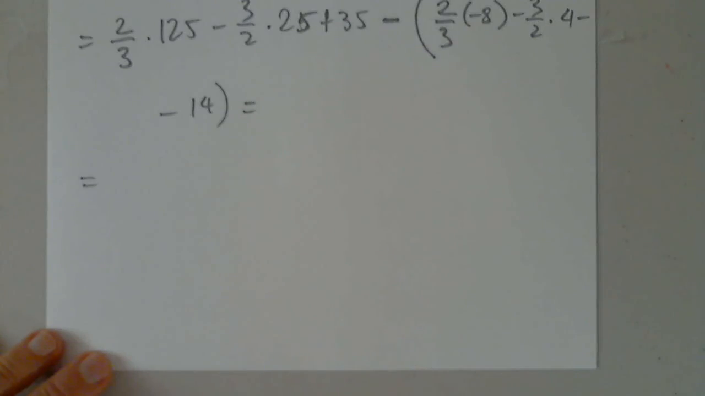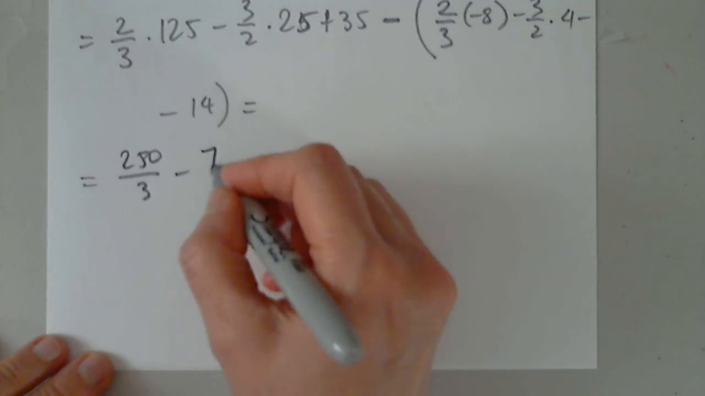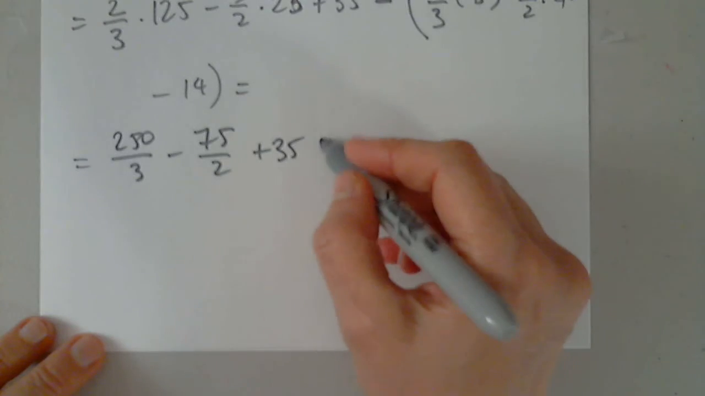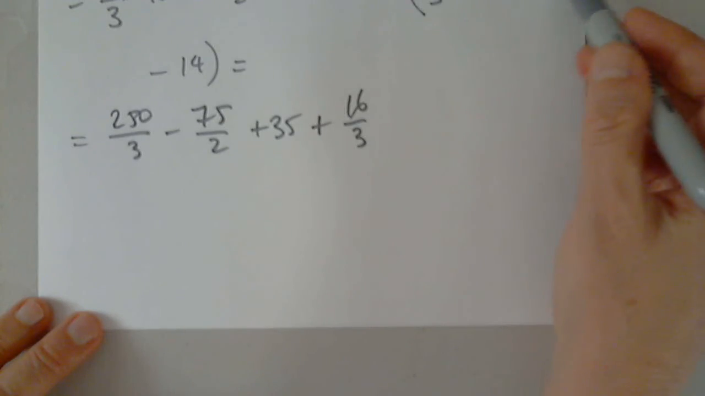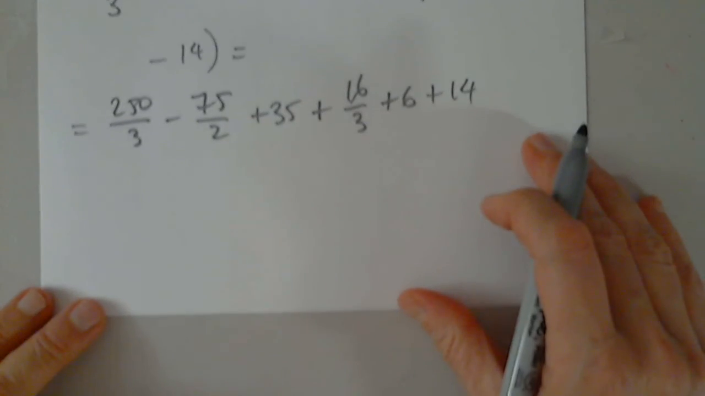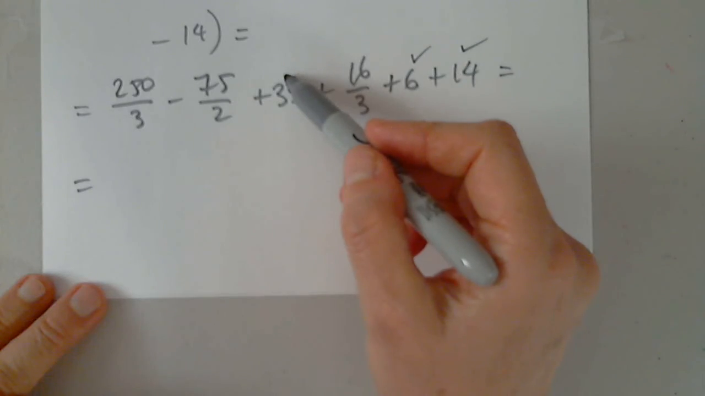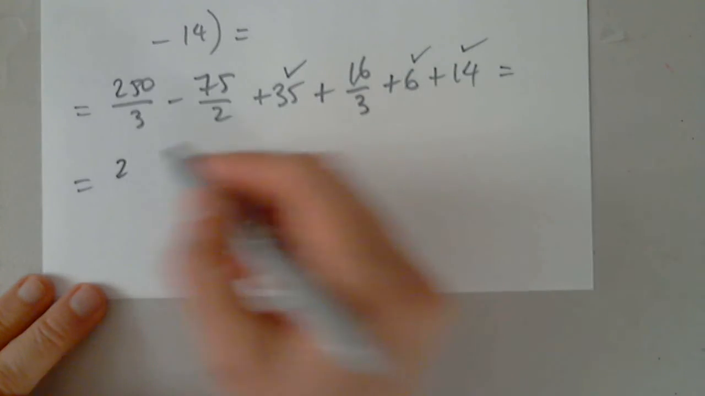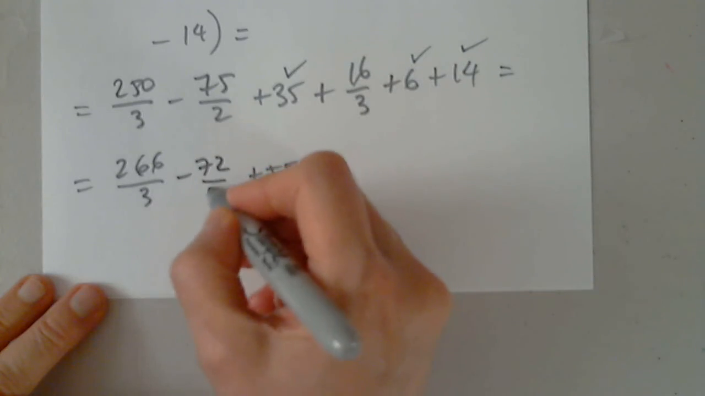So 125 times 2 is 250 over 3. This will be 75 over 2 plus 35. This will be positive 16 divided by 3. This simplifies, it's -6 but positive 6, and then minus 14, but it's positive 14. Okay, let's see. This is 20 and this is 55, so plus 55. This will be 266 over 3, and then minus 72 over 2.